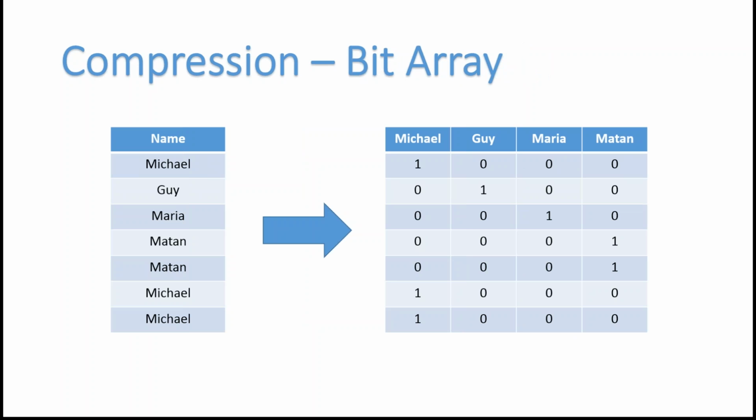Another way is a bit array. So let's say we take this array of names, we can store the data in a data structure called a bit array and just light up the bits for the values that are relevant to the row and turn them off when they don't relate to this specific row. In this way, we can represent a lot of rows in a very efficient data structure.